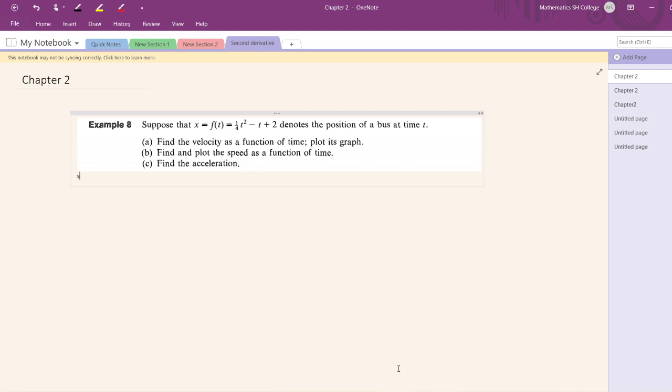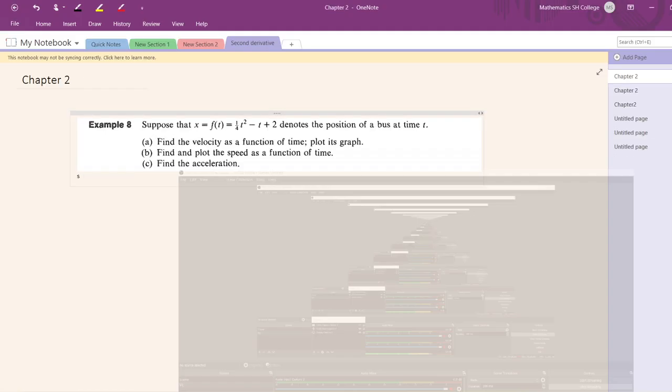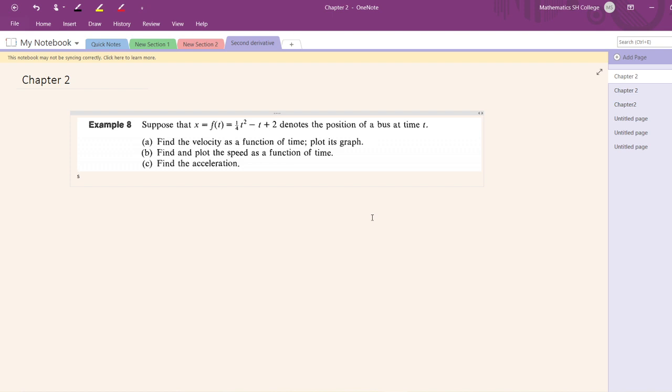Hello, dear students. So now we will start example 8. It is given that suppose x equal to f of t equal to 1 by 4 t square minus t plus 2 denotes the position of a bus at a time t. A. Find the velocity as a function of time. Plot its graph. B. Find and plot the speed as a function of time.